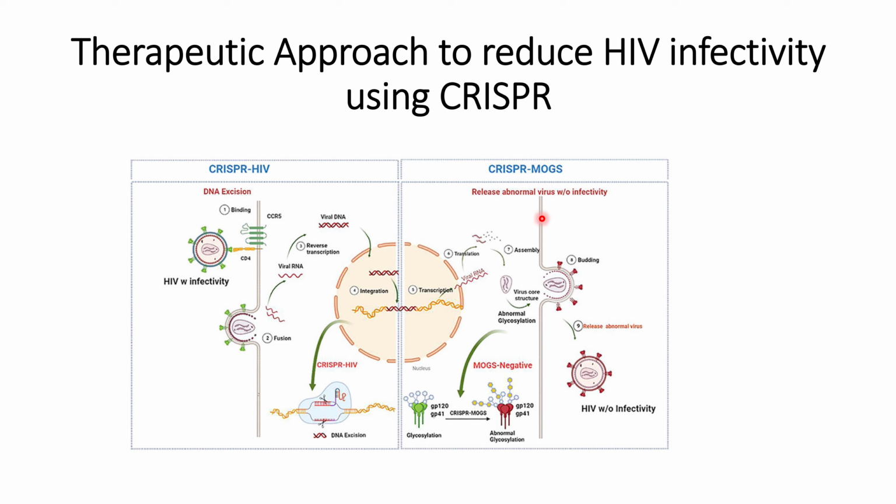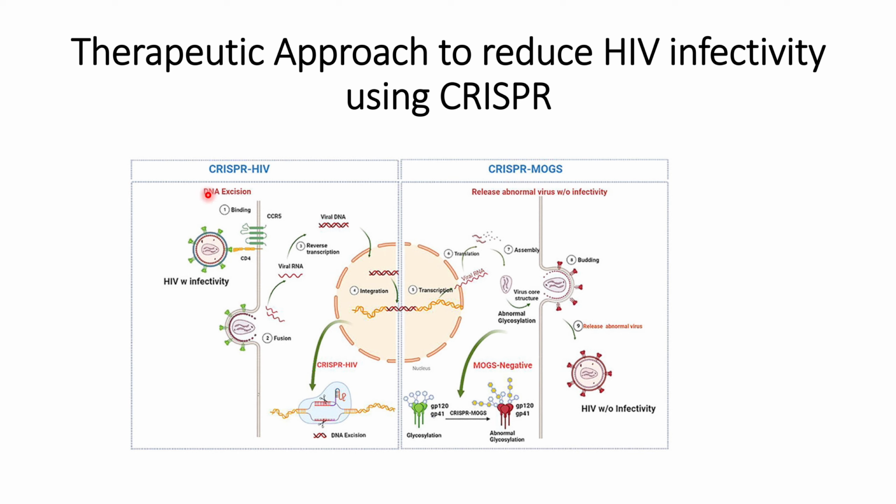Another important thing that they have taken care of in this paper is that the CRISPR MOGS will be activated only in those cells that are already affected with HIV. So this will reduce the non-specific editing of the MOGS gene in healthy cells. So let us understand how this approach works.